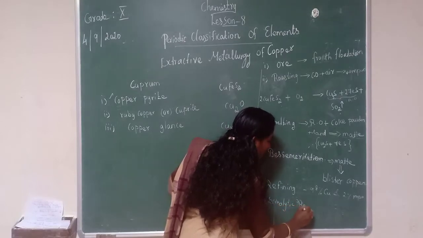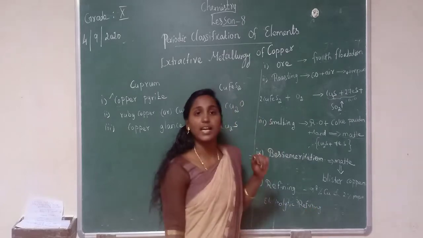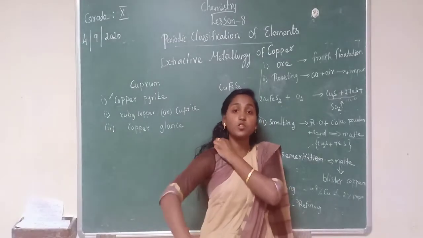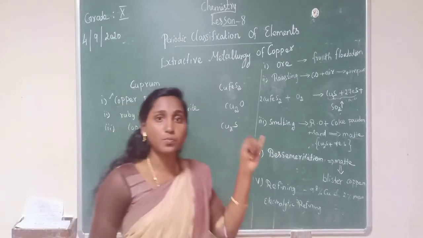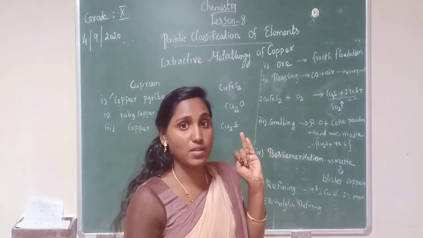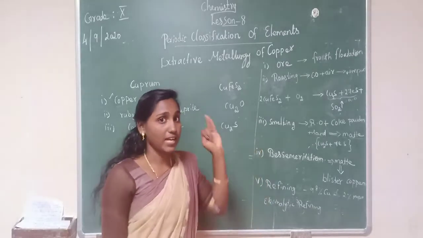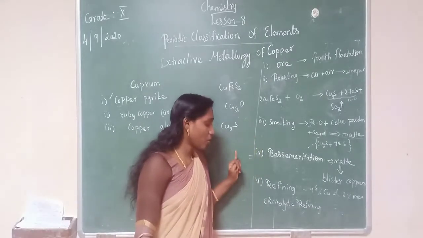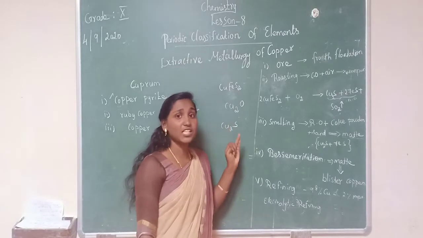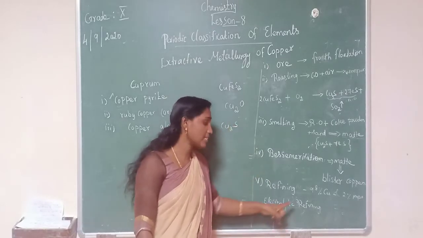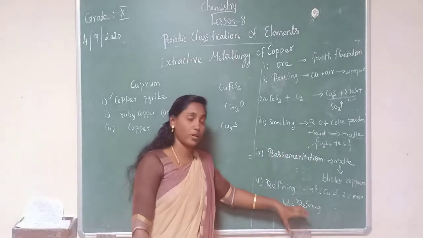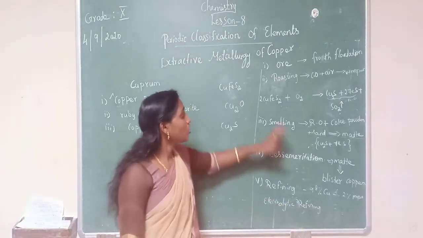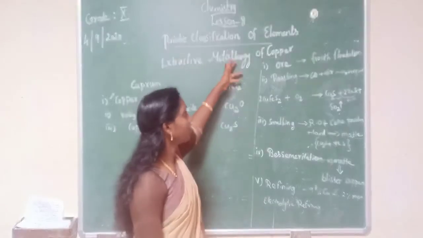Electrolytic refining method. Already we studied this in the extractive metallurgy of aluminium. Two processes we studied, that is Hall's process and Bayer's process. That is an important question, so study that one well. Okay. So Hall's process and Bayer's process we studied. There we learned this electrolytic refining, right? So the same method here also we are going to use. Okay. So these are the extraction of copper.